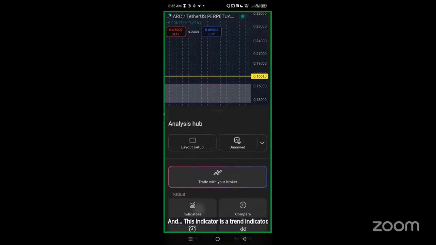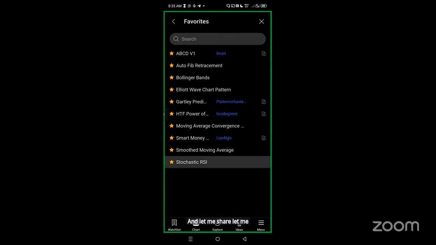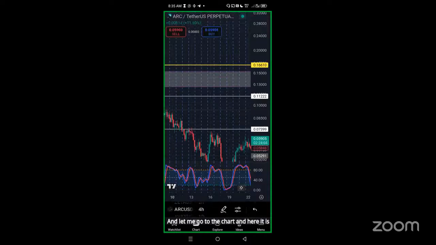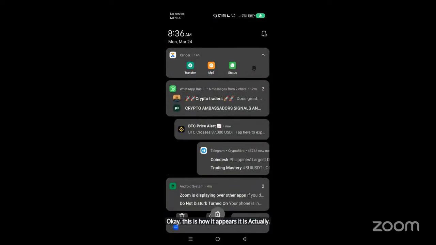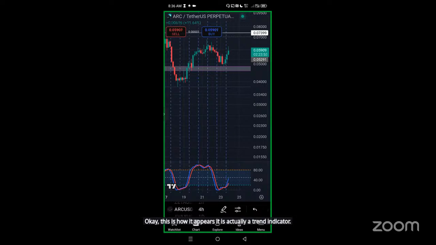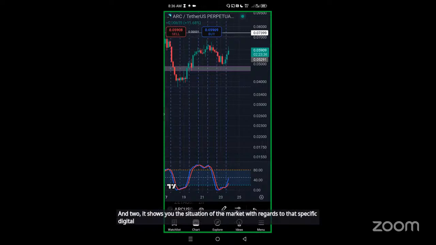Let me go to the chart, and here it is. And I add it on the chart. This is the indicator. This is how it appears when you add it on the chart. It is actually a trend indicator. It shows you, one, the direction of the market, and two, it shows you the situation of the market with regards to that specific digital asset you're analyzing.